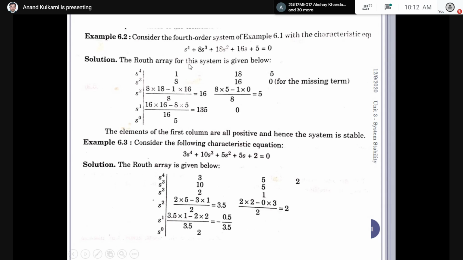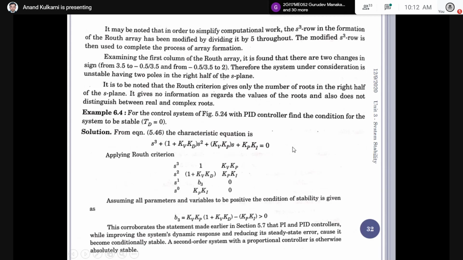So in the first column, if you see now, the elements are 1, 8, 16, 135, 5. All are positive. The system is stable. Then the second problem is an unstable case.